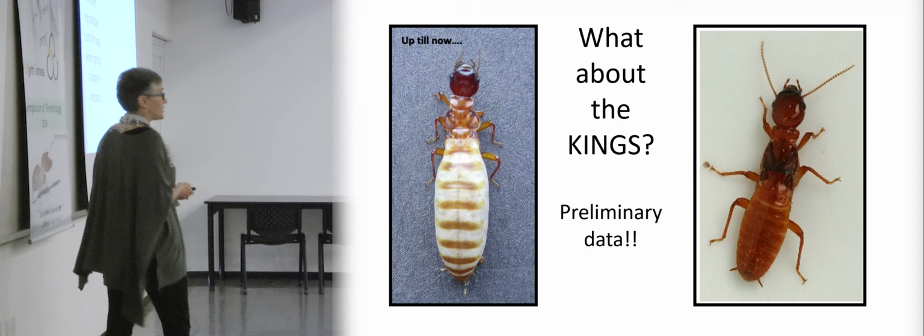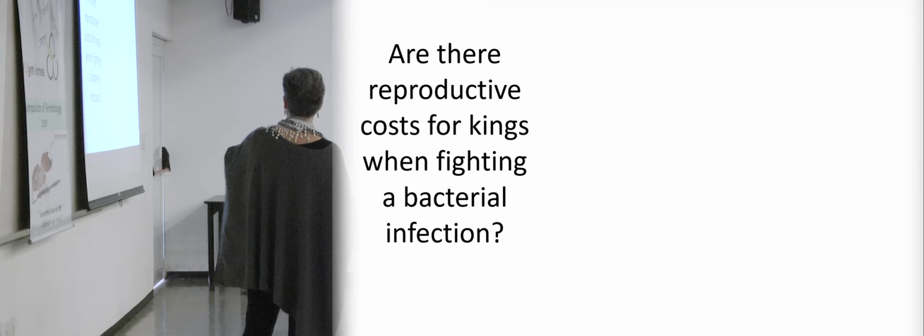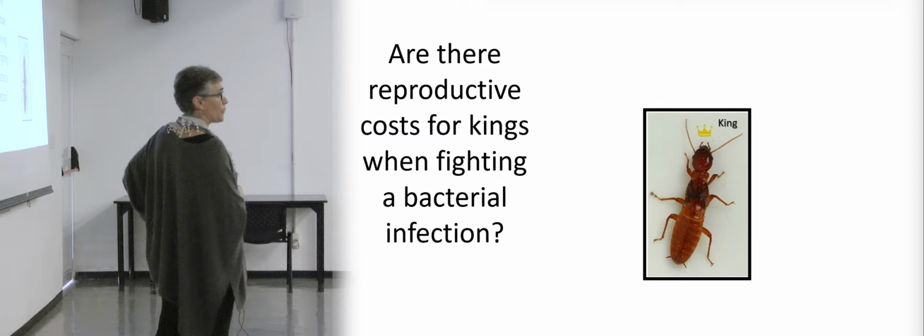We know that males are important and they're providing something to the female. We saw that yesterday in Erin's presentation, and you've seen this in the same way as before. Now we have the kings, and the kings have two choices.